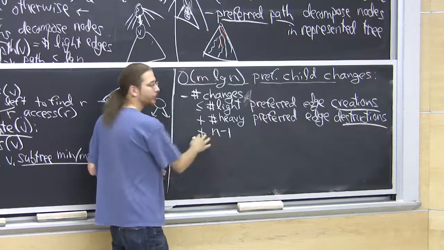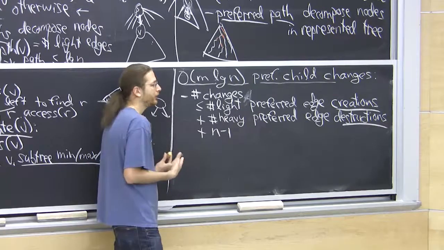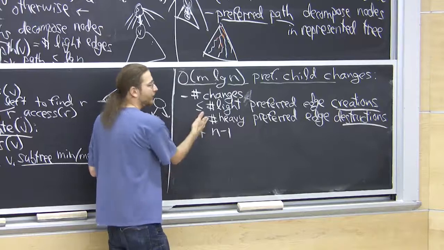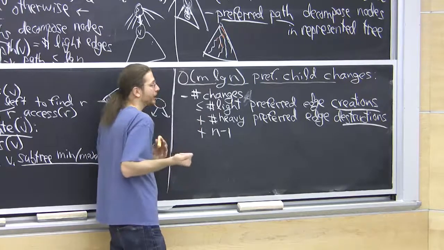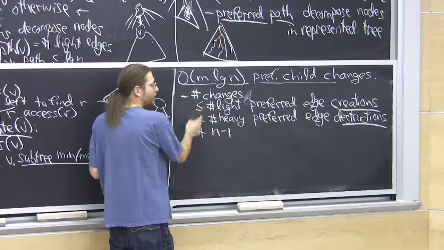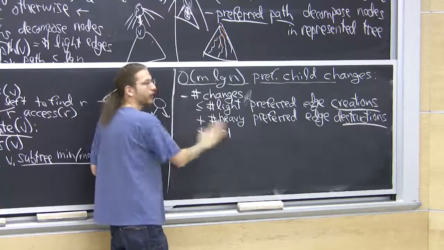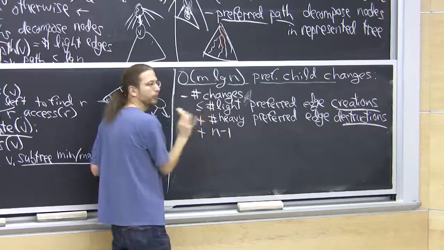You need to add in a little bit more because an edge might get created but never destroyed, and if it's heavy, then it won't get counted here. Or an edge might get destroyed because it existed originally, never got created, but got destroyed over the operations, and if it was light, then it wouldn't be counted here. So just add on n plus 1 for all the edges, they might get a bonus point. But otherwise, this will bound it.